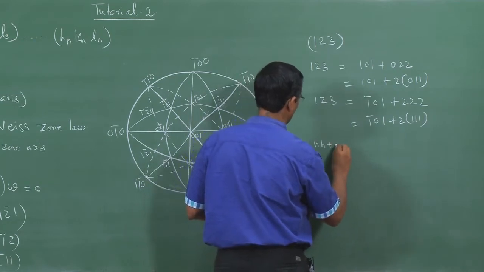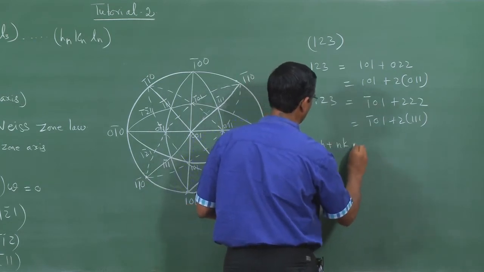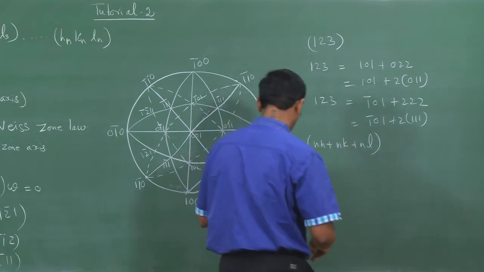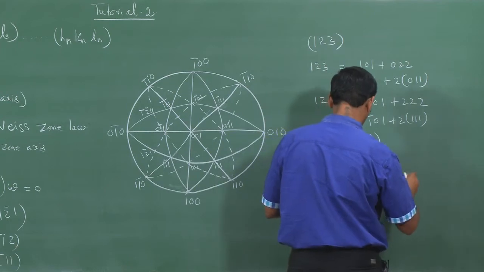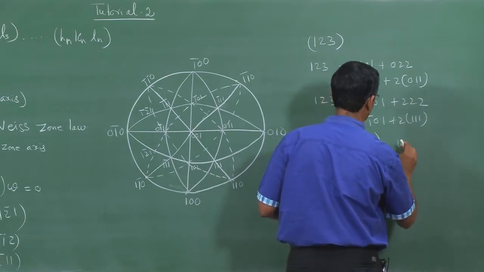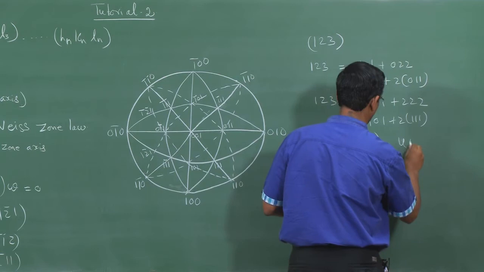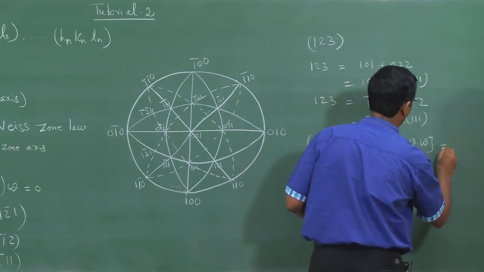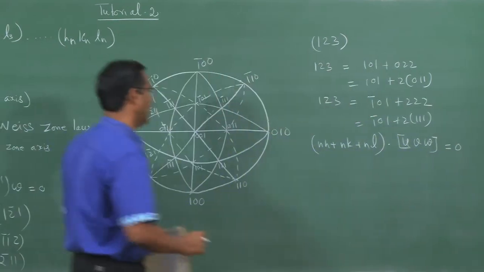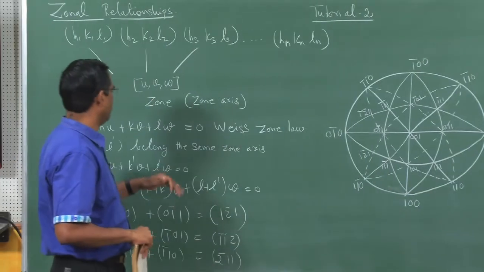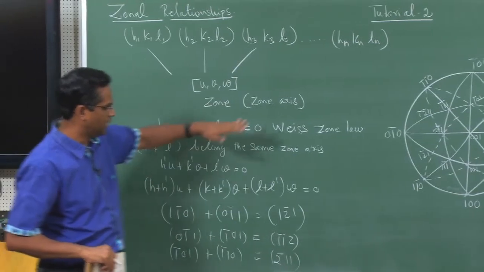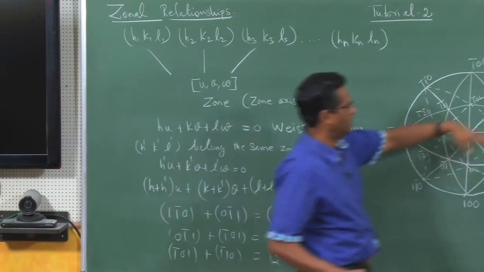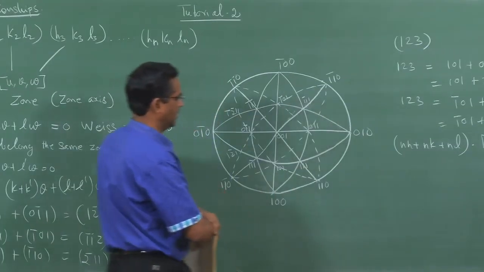n h, n k, n l dot u v w is also equal to 0. So, you see now the simple zonal relationship we are extending to its family of directions or planes, something like this.